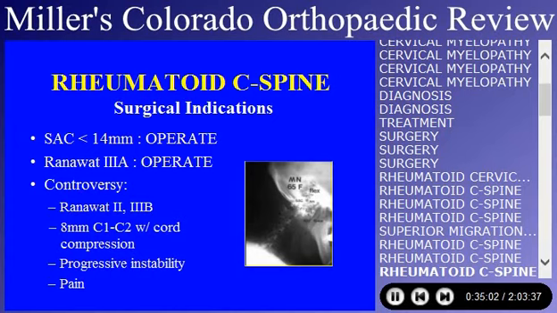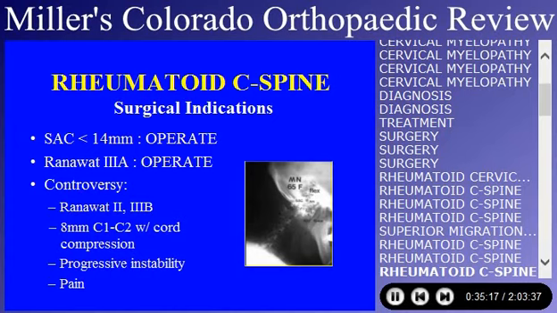Some authors suggest that 8 millimeters of C1, C2 motion or cord compression is an indication for surgery. Cord compression on either myelogram or MRI scan. So certainly if you see a combination of those two things, I think that's a relatively good indication for surgery.